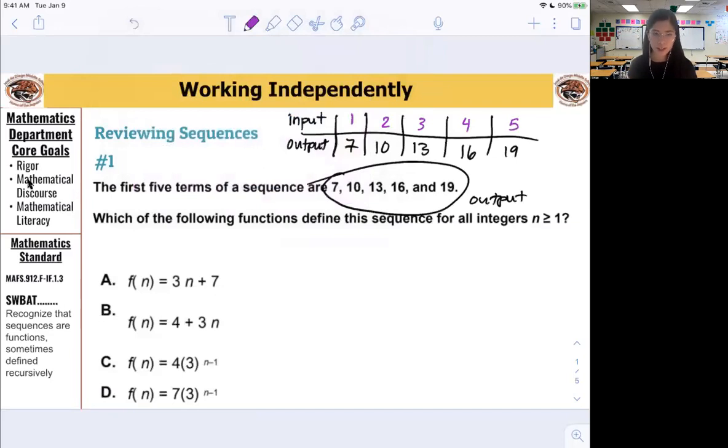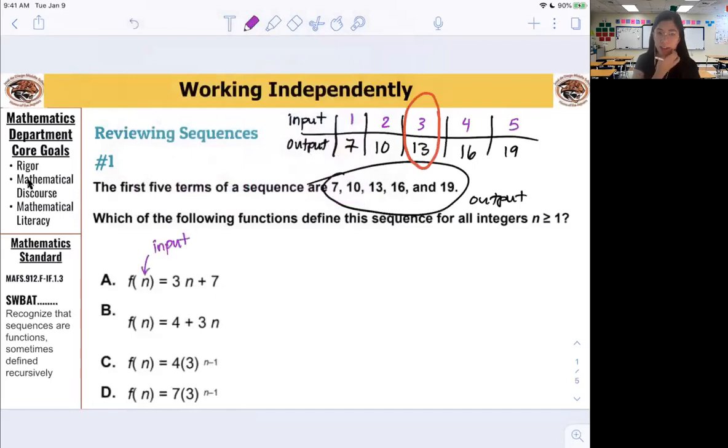Now I have all of these answer choices with different functions. I want to know which of them represents my inputs and outputs. So I'm going to test each answer choice to see which one is right. How I do that is I pick any 2 points. I could pick any of them, but I decided to do 3 and 13. I'm going to plug them into those functions to see if I get the right answer. Remember, n is my input.